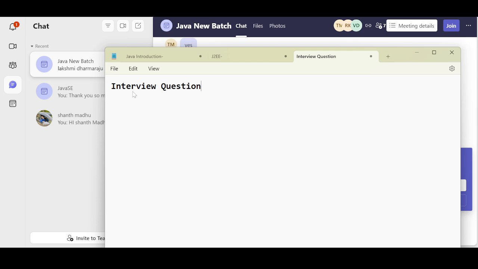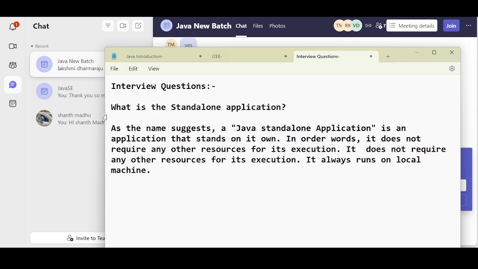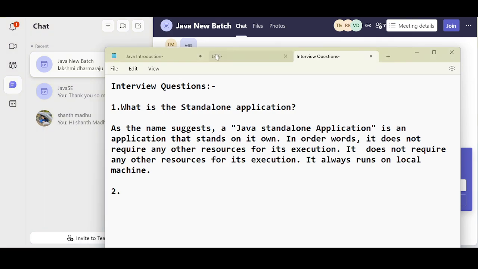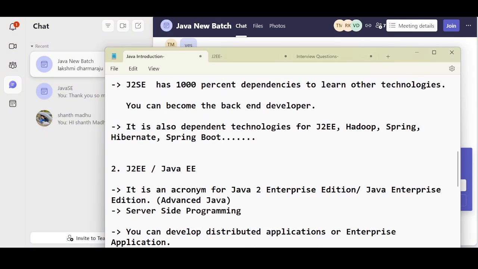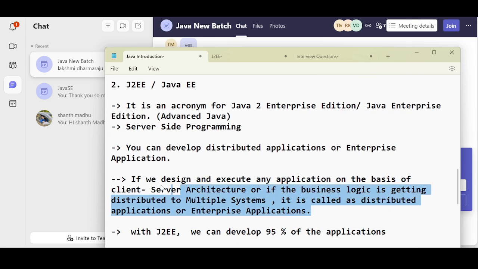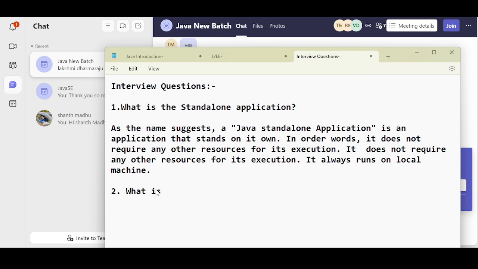What is the first question that you have learned today? What is a standalone application? Good. You should be able to answer tomorrow. What is the second question? The second question is, what is the client server architecture? I can say the answer would be enterprise or distributed applications.